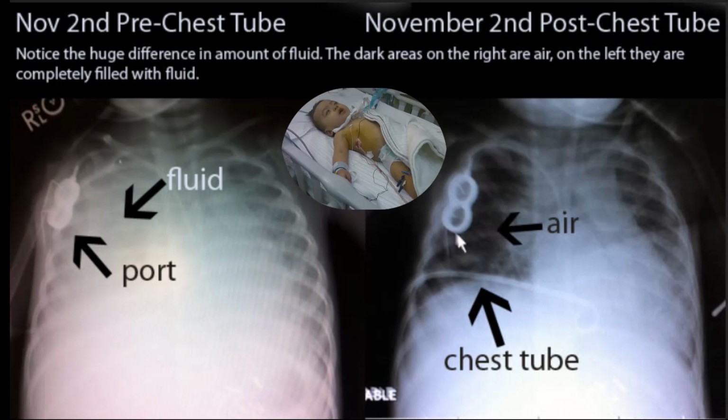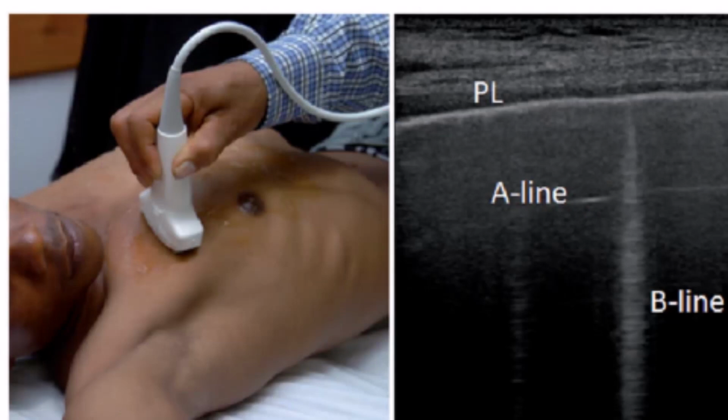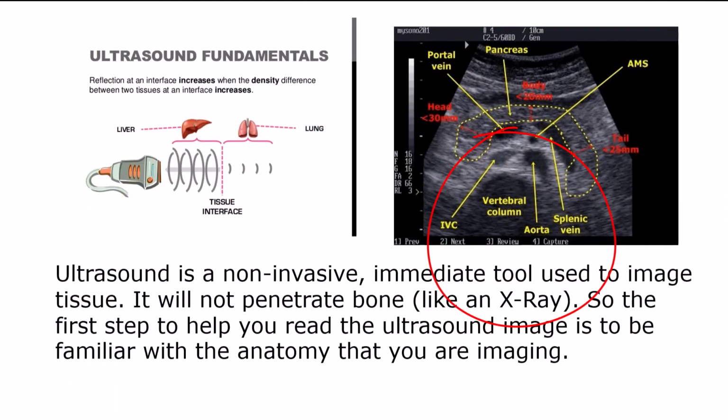Here we have a view of a pre- and post-chest tube insertion. On the floors or in the ER, most of these exams are taken with the portable chest unit. In the emergency room, the portable chest is taken first, and then we do an E-FAST ultrasound. Let's see if we can make some sense out of these images.